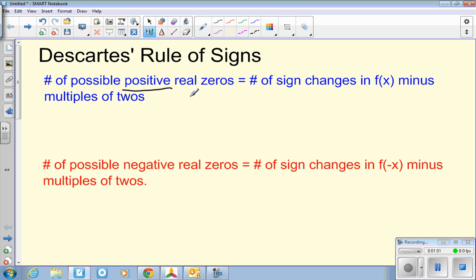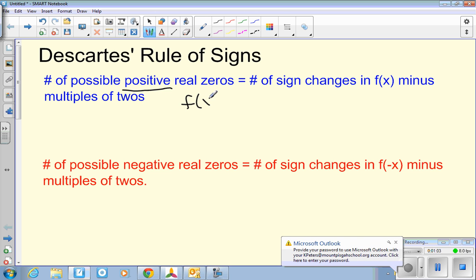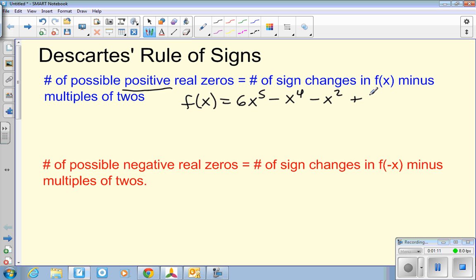So for example, if our function was f of x equals 6x to the 5th minus x to the 4th minus x squared plus 3, and we want to figure out how many positive real zeros we might have. Now notice that this is real zeros. It's not just rational. This includes the stuff with the square roots. It doesn't include the imaginary ones. But let's count the sign changes.